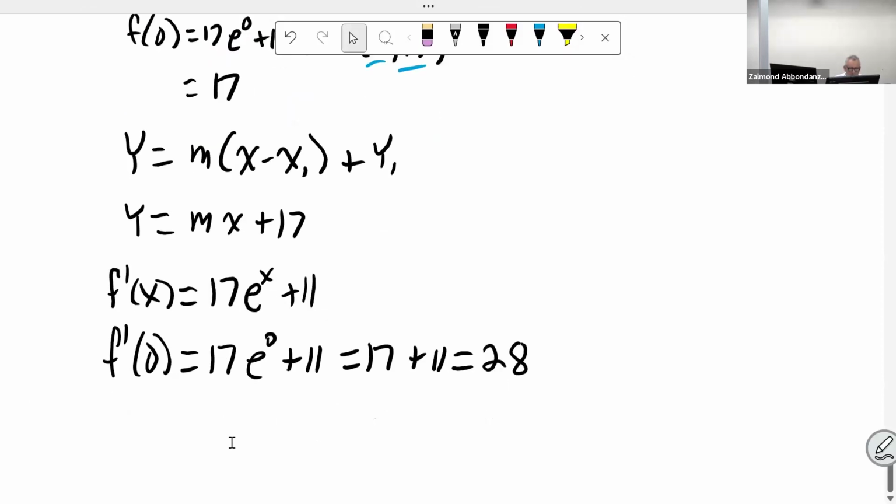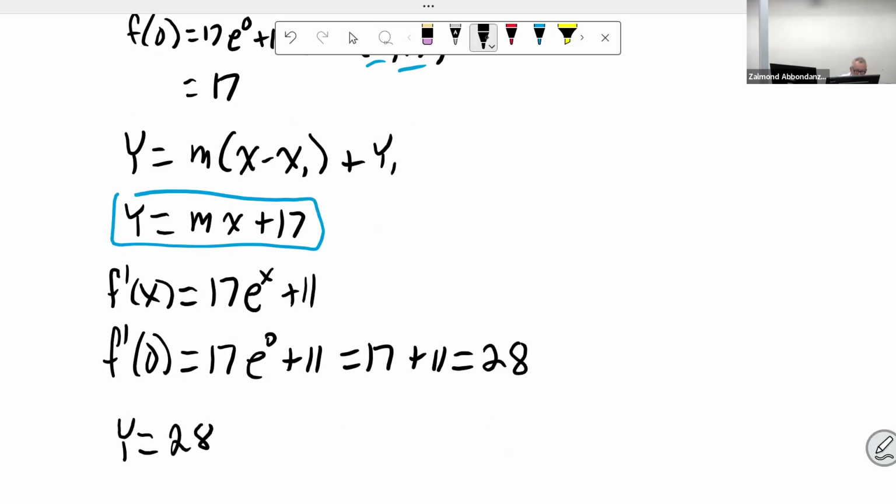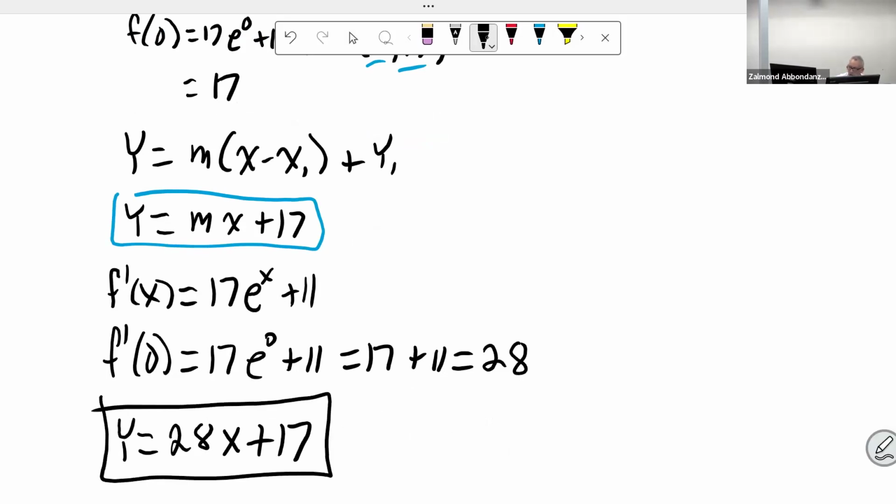And that gives us everything we need to know. I'm going to finish up the final board. So I'm looking back up here, and all I needed was the slope. So we have y equals 28x plus 17. There's my equation of the line.